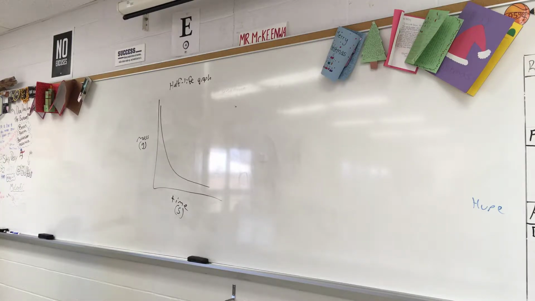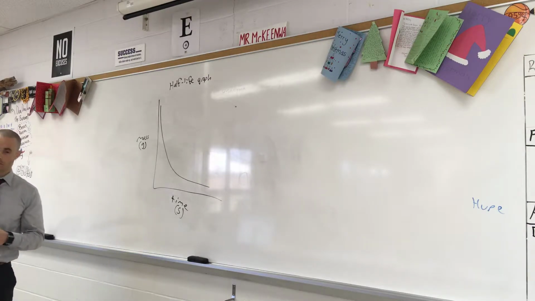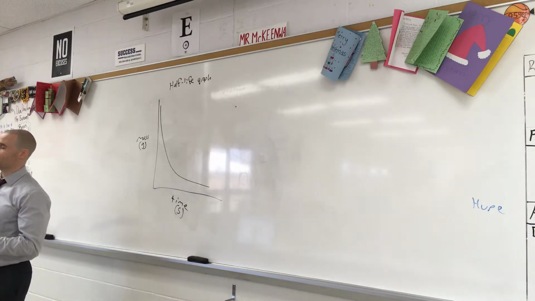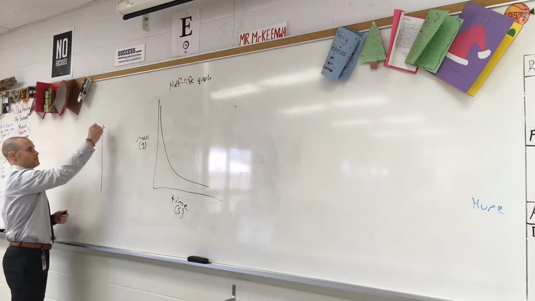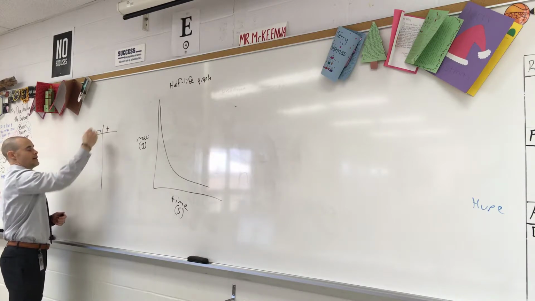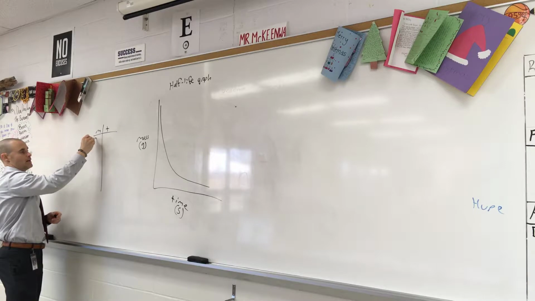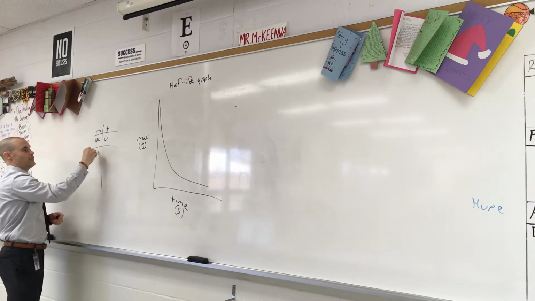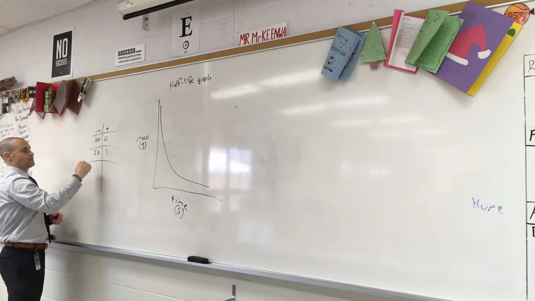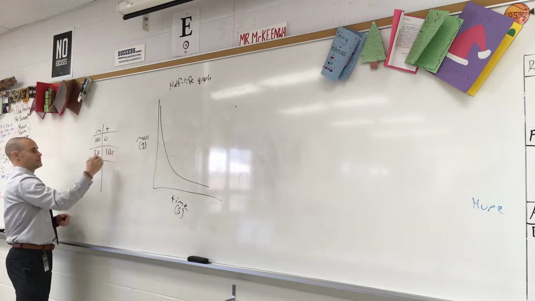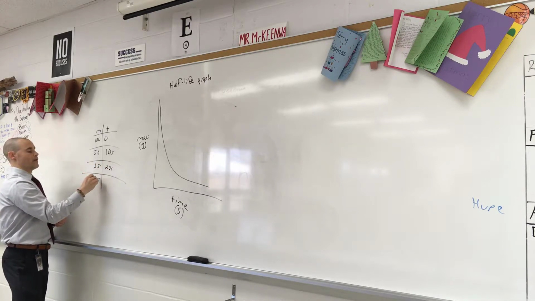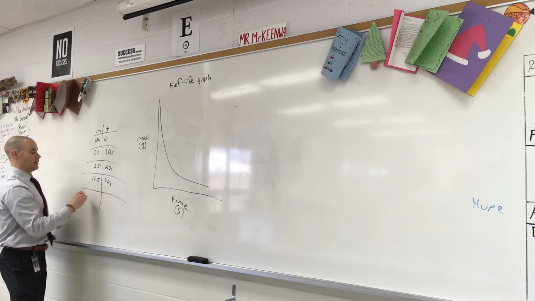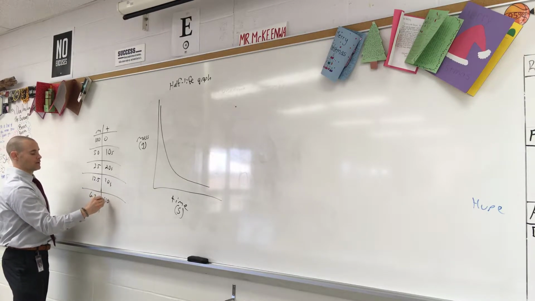But I have a question, and this is on the lab too. Why isn't this a straight line? So if we have a data table, let's say mass and time, and let's say we go from 100 to 50, I'll make up. Let's say it takes 10 seconds. And then 25, 20 seconds. And then 12.5, 30 seconds. And then 6.25, 40 seconds.